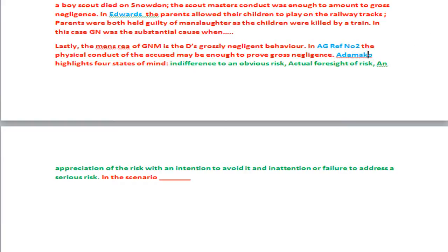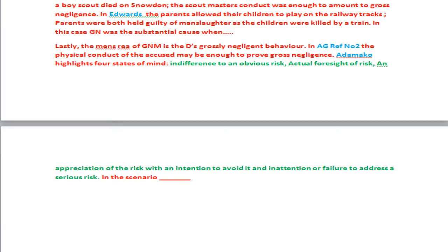You start off with Adomako and you end it off with Adomako and the four states of mind. States of mind, mens rea, the guilty mind. Indifference to an obvious risk, actual foresight of risk, and appreciation of the risk with intention to avoid it, and inattention or failure to address a serious risk. Now, I've highlighted this in green because it's up to you to apply it to a scenario.